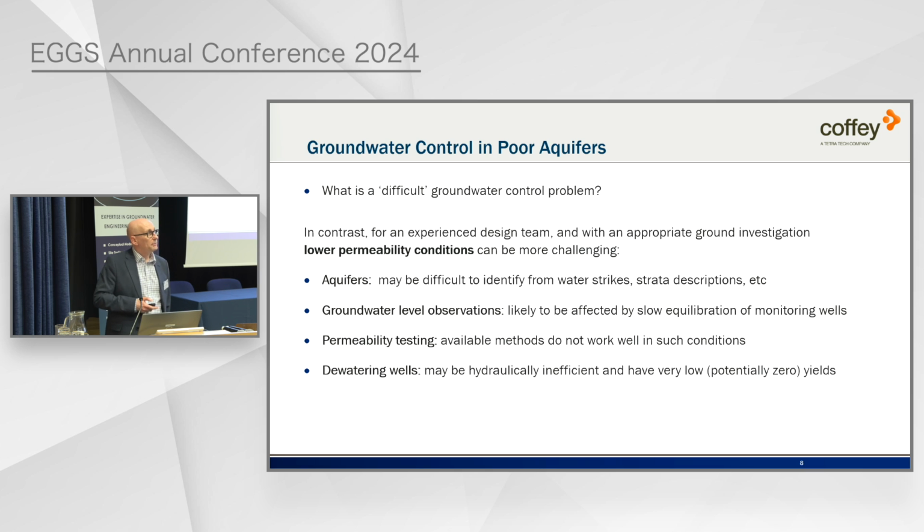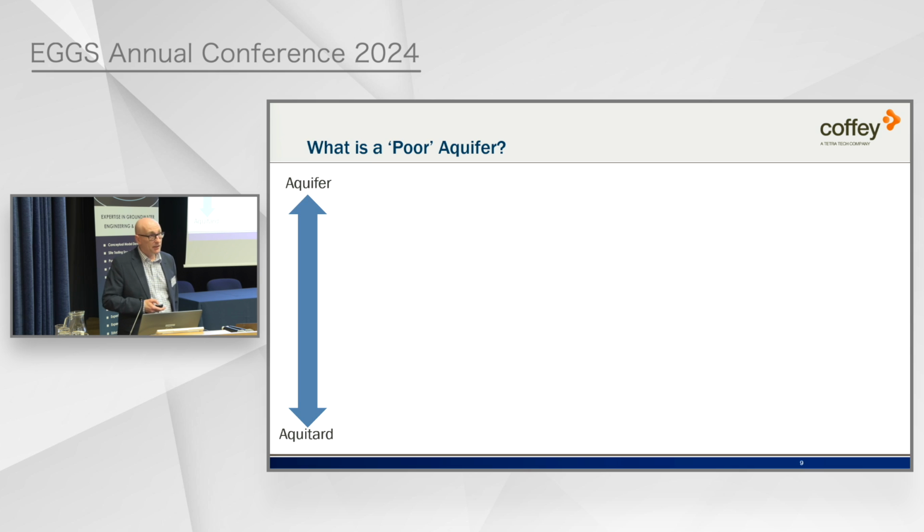Some of the permeability testing methods are not a good match for the ground conditions in low permeability soils. And finally, a really key point is that the dewatering wells might be quite hydraulically inefficient, and you might end up with very low, even almost potentially zero well yields. So this is all about poor aquifers. So I need to come up with some sort of definition of what I mean by a poor aquifer.